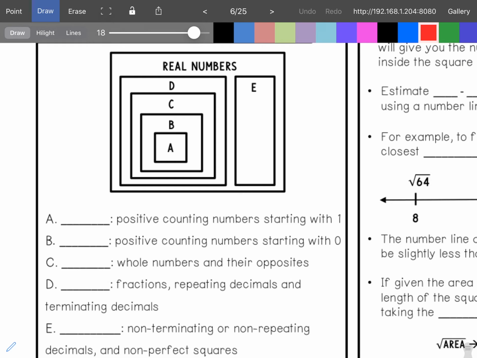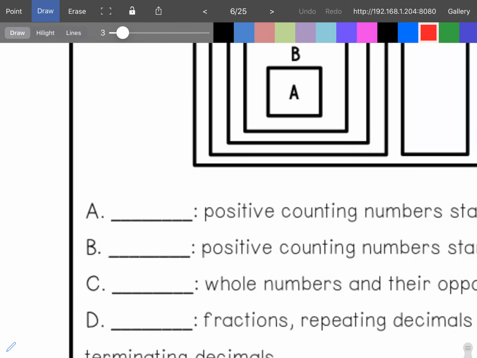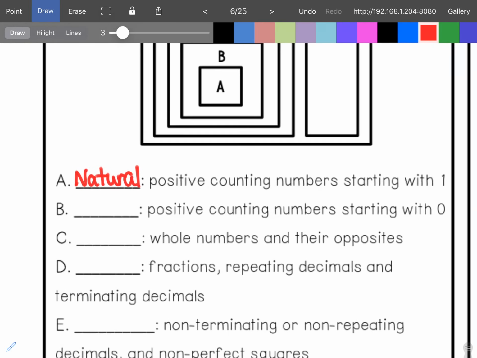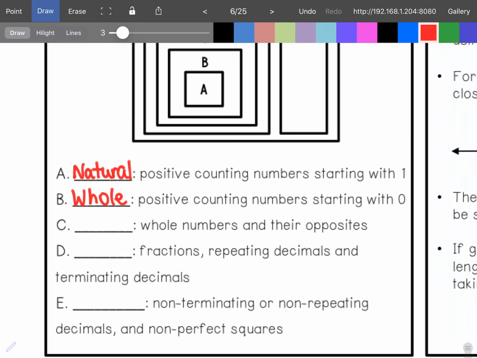So A here says positive counting numbers that start with 1. So if we start counting 1, 2, 3, 4, 5, 6, what kind of numbers are those called? It's been a little while, but if you don't remember, we are going to help you here. They are called natural numbers. I like to think of those as numbers we naturally count by. Okay, the next one, positive counting numbers starting with 0. So this time, 0, 1, 2, 3, 4, 5, and so forth. Those are going to be our whole numbers.